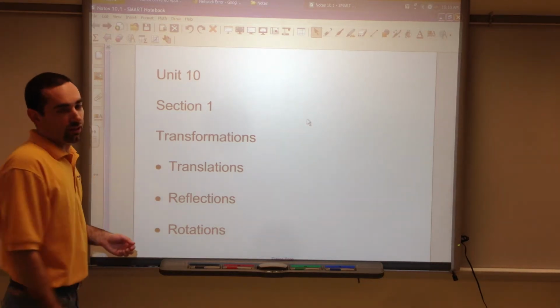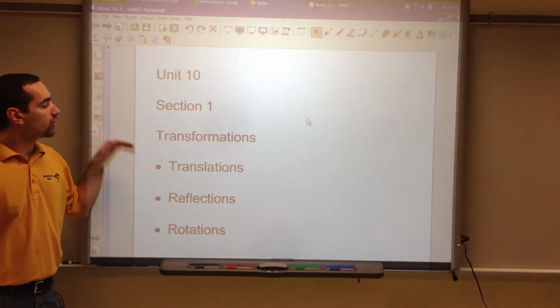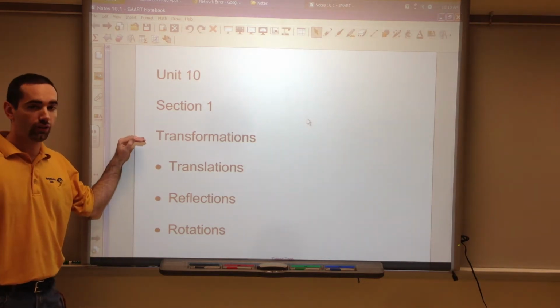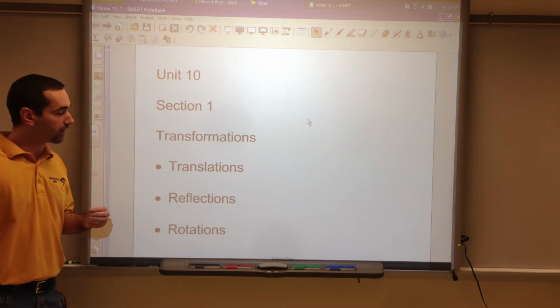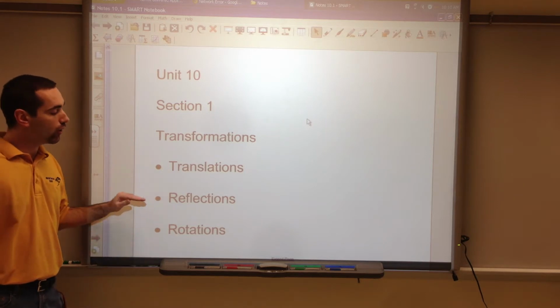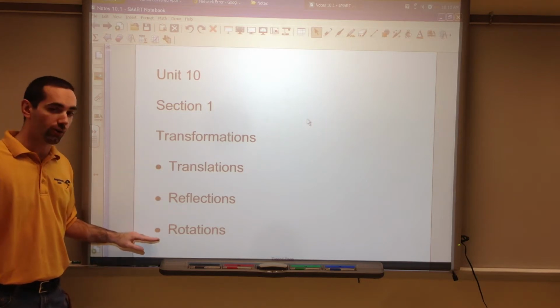Today we're going to be looking at Unit 10, Section 1, which is all about transformations. We're going to be looking at specifically translations, reflections, and rotations.